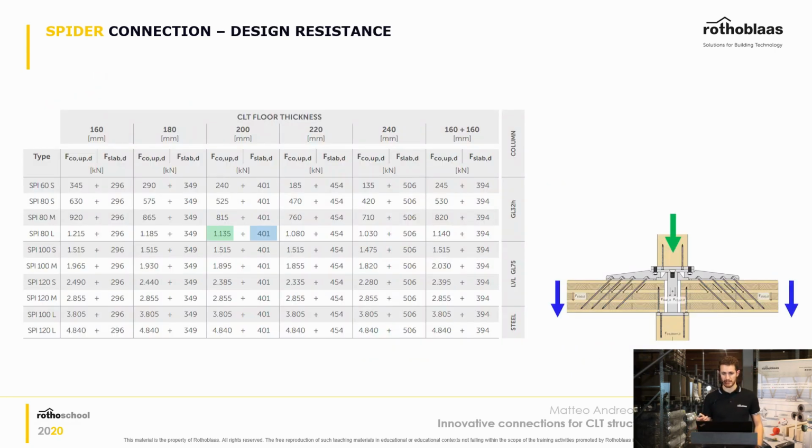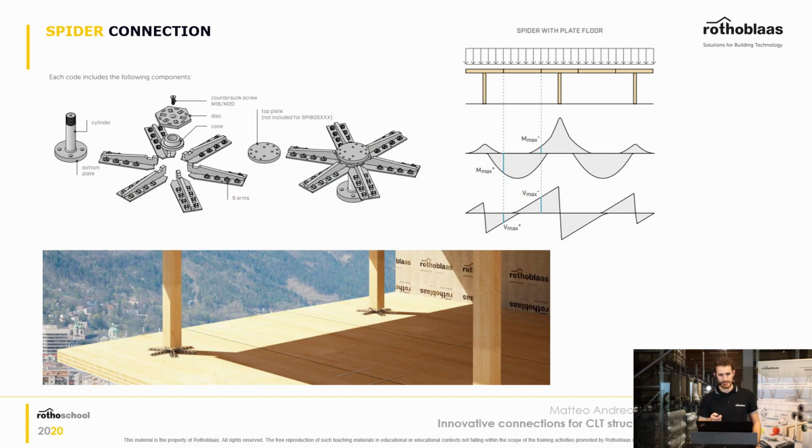There are some tables available online so that you can easily calculate how many of these you need and what is the maximum loads that you can support with your connection, as you can see here. And let's have a look more into the detail, how it works and why it is working better than a normal structure with beams and columns.